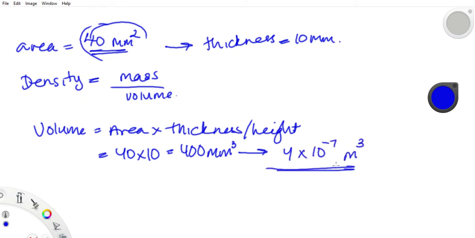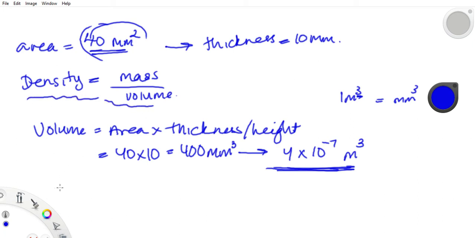Take a second to figure out why this is. Google it. If you type into Google what 1 meter cubed is in millimeters cubed, it will show you. The reason it's minus 7 is because it's cubed. Do some research on it, like Google it, or you should be able to know it, to be fair.